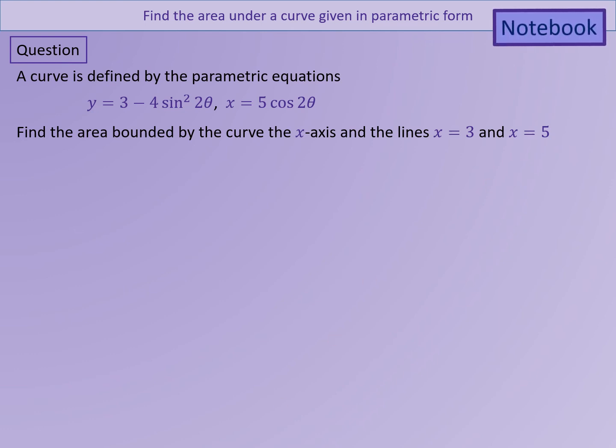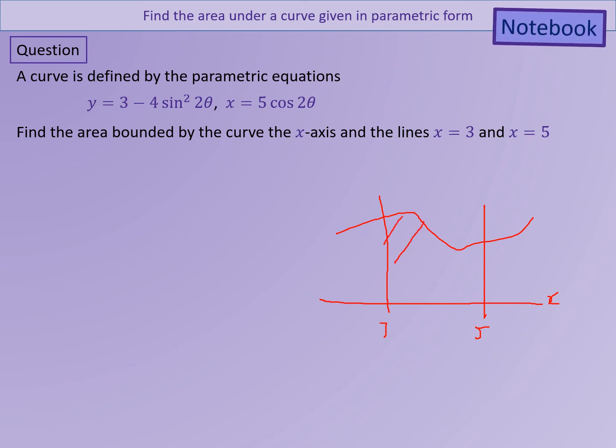Just to get your head around what that means, if you imagine this is our curve, this is the x-axis just down here, so that's my x-axis. The line x equals 3, so there we go, that's the point when x equals 3, and the point when x equals 5. So we're looking for the area under the curve, above the x-axis, and between the lines 3 and 5.